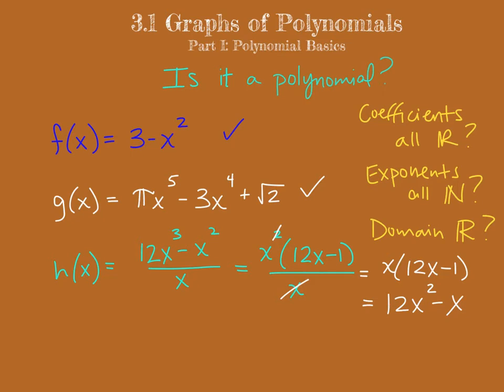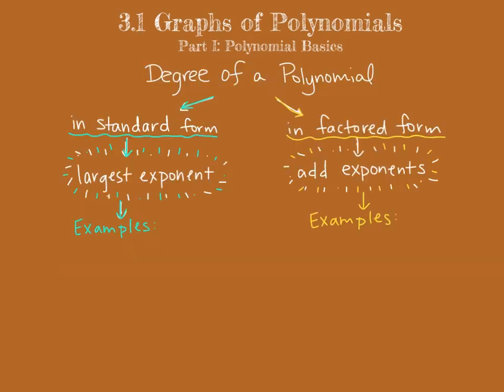Okay, sure, but in order to find domain, you have to start at the very beginning. So even if you can cancel out an issue and write it more nicely, the domain has to be found from the very beginning. So h of x is not a polynomial, because the domain is not all real numbers because of that guy down there.